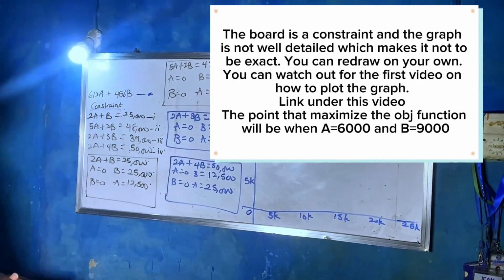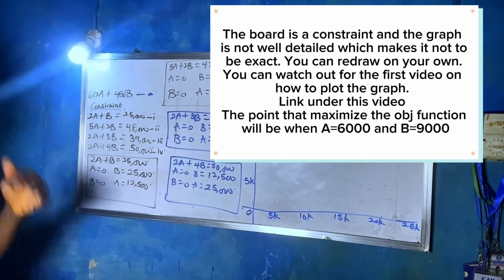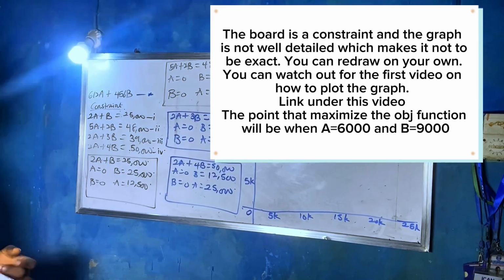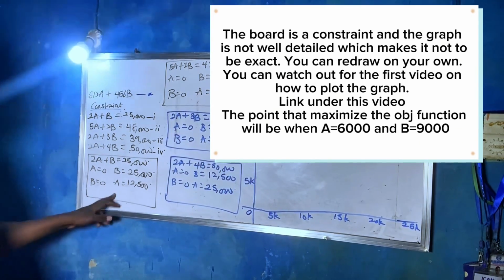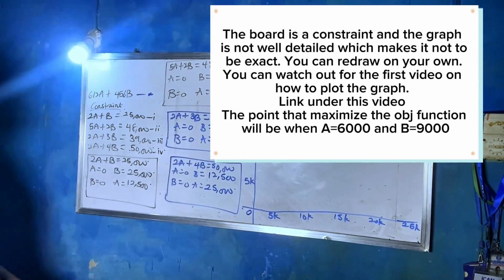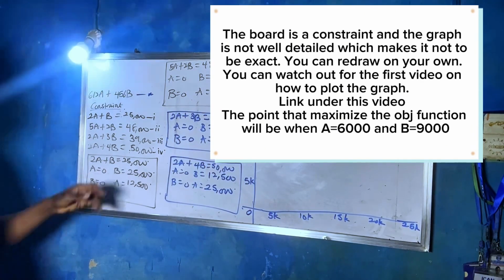The next thing we do is to proceed to plot our graph. The first one is equation 1, then equations 2, 3, 4. So equation 1, when A is 0, B is 25,000.